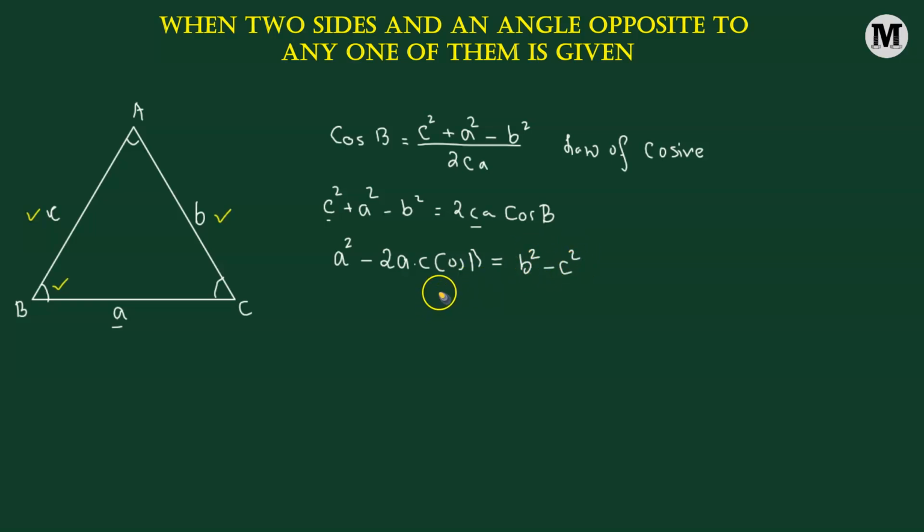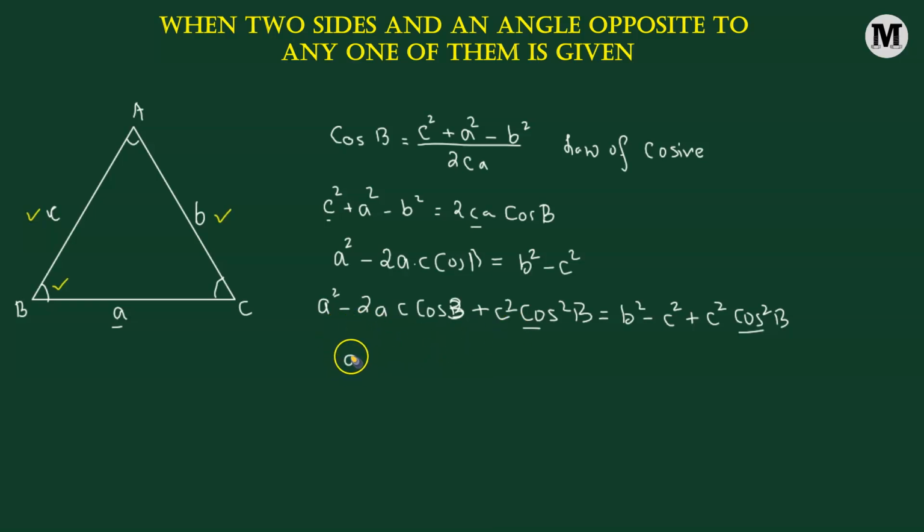Now we're going to add an extra term to each side. So here we have a squared minus 2 times a times c cosine B. We're going to add c squared cosine squared B to both sides. So we have b squared minus c squared plus c squared cosine squared B. This is the extra term that we are adding on both sides. The reason why we are adding it is because on the left hand side we get a perfect square. So here we get a minus c times cosine of angle B, whole squared.